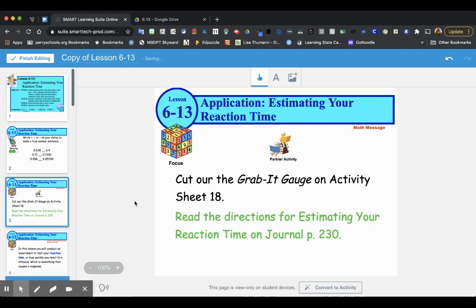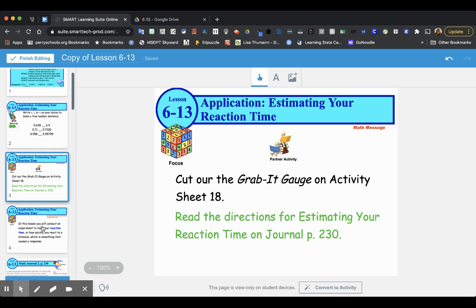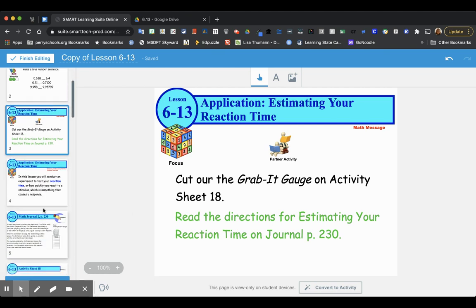So in your math journal, if you turn to the back, there will be an activity sheet 18. I think it might have the initials AS for activity sheet 18, and it's going to be a grab it gauge. So you need to cut that out. Read the directions for estimating your reaction time. If you turn to page 230 in your math journal, you will find those directions.